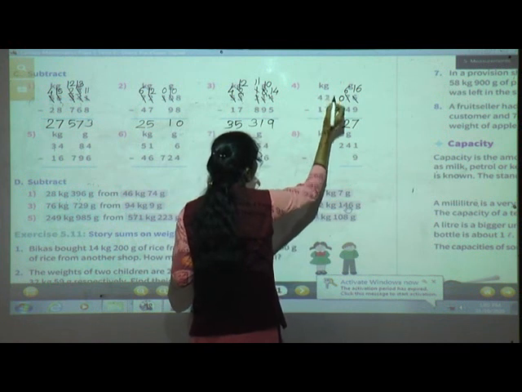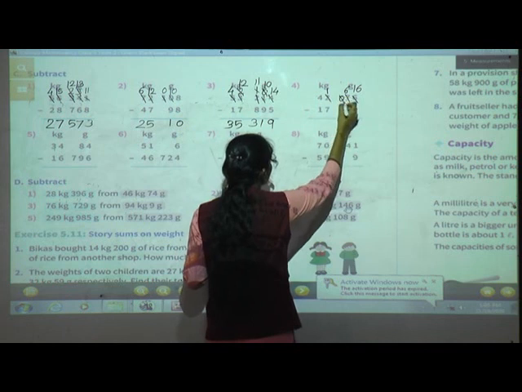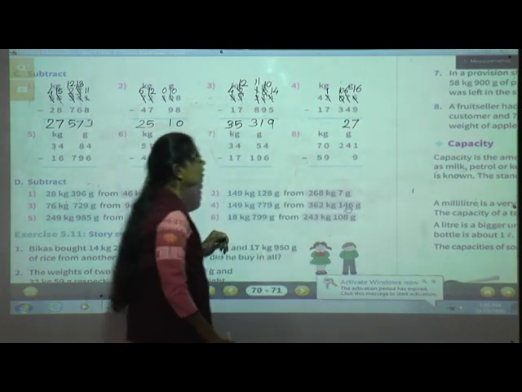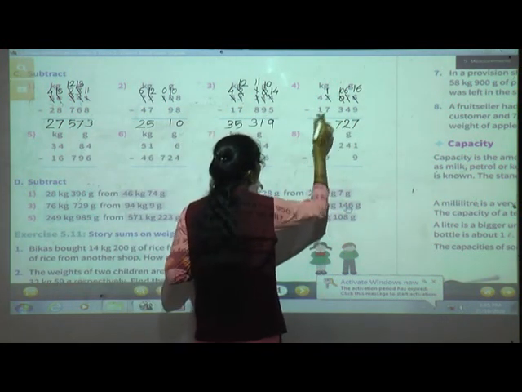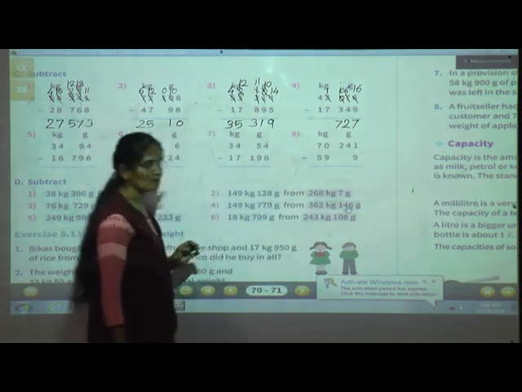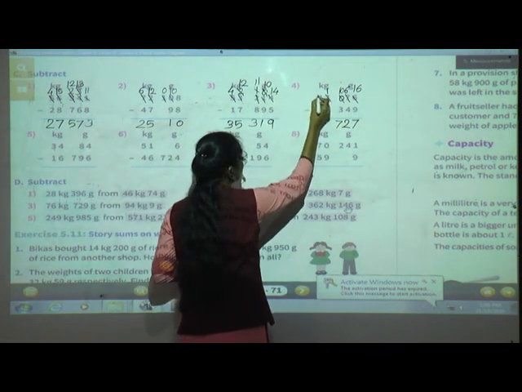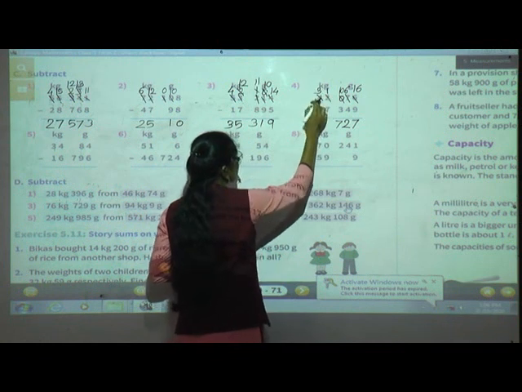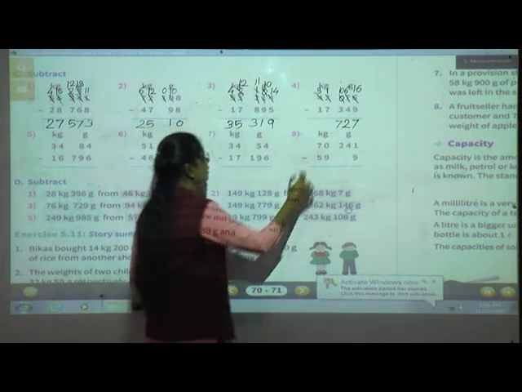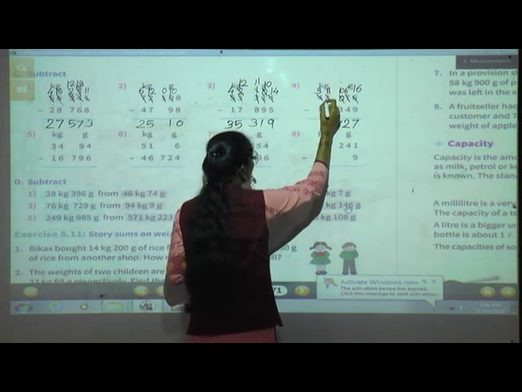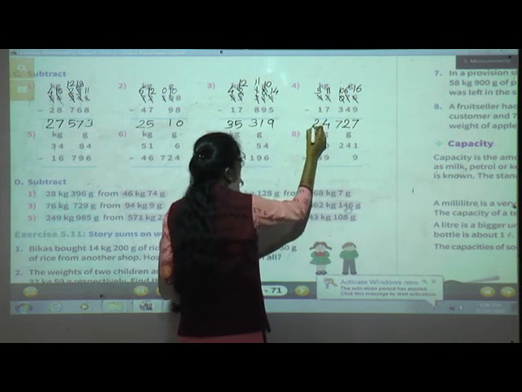Here 2 is there, so we'll take one borrow from this 2. So 2 minus 1, here 1 will remain and this 0 will become 10. 10 minus 3, 7. Then 1 minus 7. Again 1 minus 7 is not possible. So take one borrow from this 4. If we take one borrow, here 3 will remain and this 1 will become 11. Okay, so 11 minus 7, 4, and here 3 minus 1, 2.